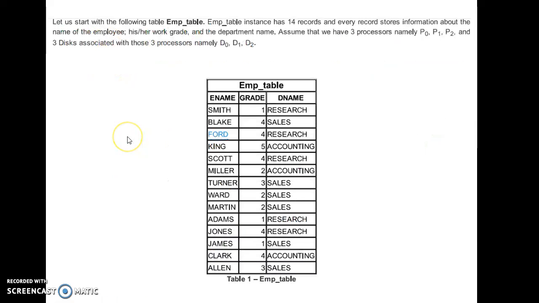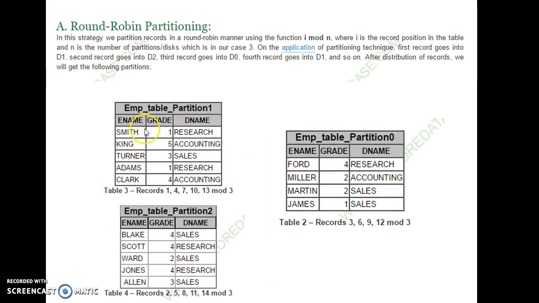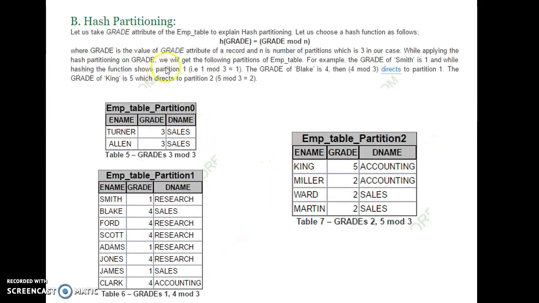Now see here the first records are Smith, Blake and Ford. Smith is record 1, this is record number 2 which goes in partition number 2, and this goes in 4. In this way round robin fashion is applied. See here we have 1, 2, 3, record 3, again 4, 5, 6. Like a time quantum, the records are distributed. Now let's go next. So this is hash partitioning.